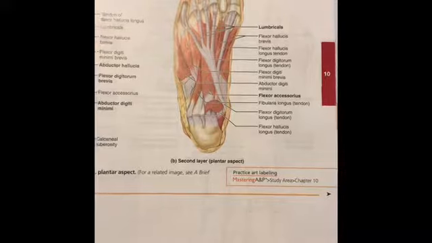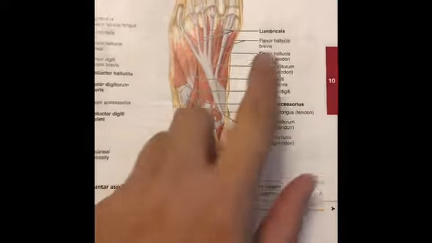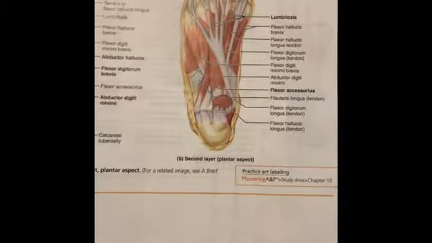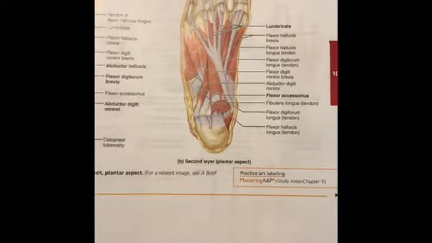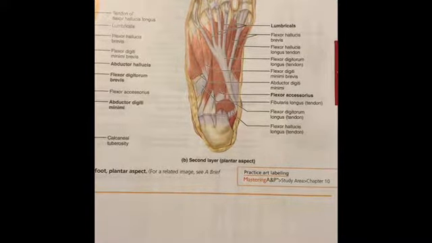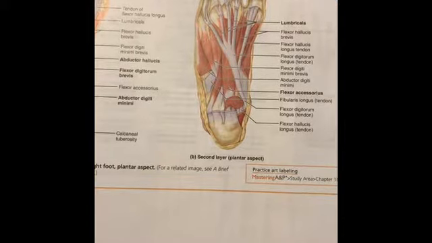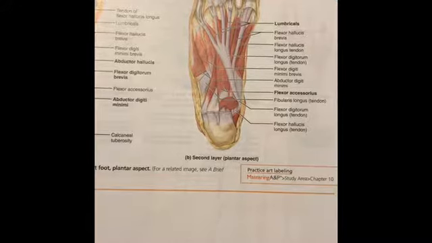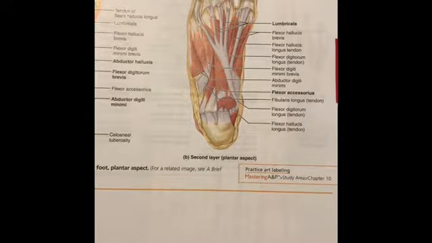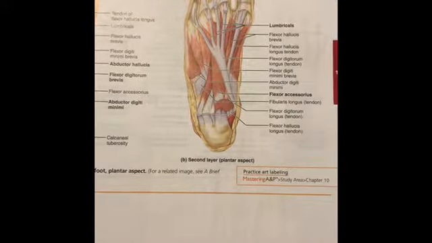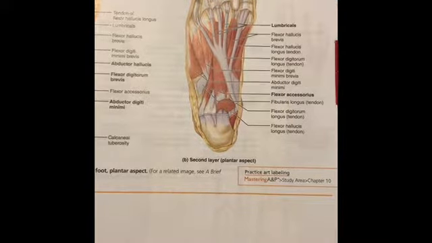Lastly, there is the lumbricalis, which is right here, which can be found in those spots. The origin is from each tendon of flexor digitorum longus. The insertion is the extensor expansion on the proximal phalanx of the second through fifth toes, and the action is that it flexes the toes at the metatarsophalangeal joint and extends the toes at the interphalangeal joints.